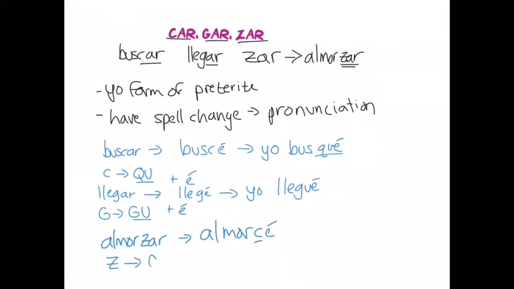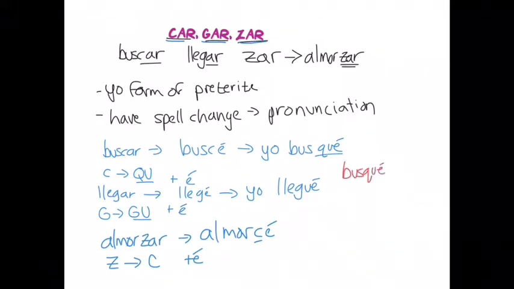But Z's, and you've seen this before probably with words like lápiz, for example, change in some situations. So this one changes to a C before we add the ending. So we get yo almorcé with a C instead of a Z. So just be aware this is in the yo form only, and that these are just things you need to memorize, so when these verbs come up, you're like, yep, I got this, easy.